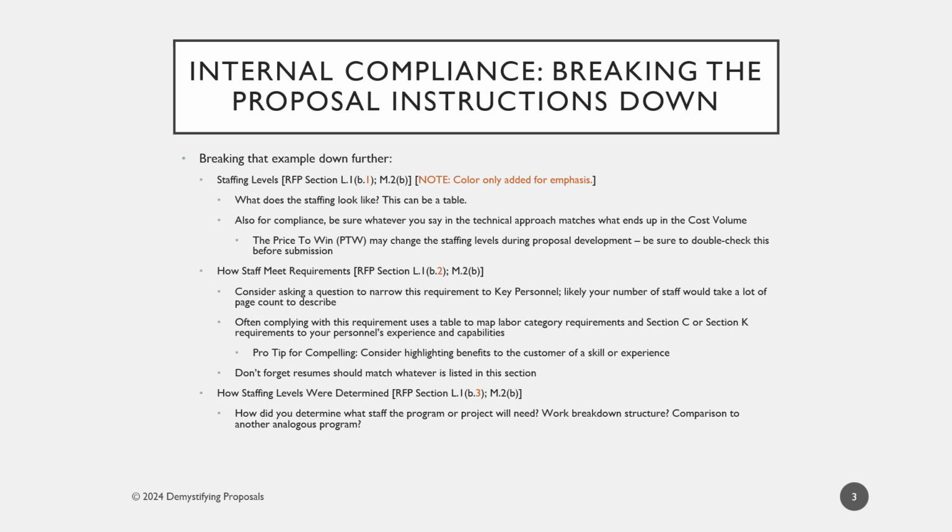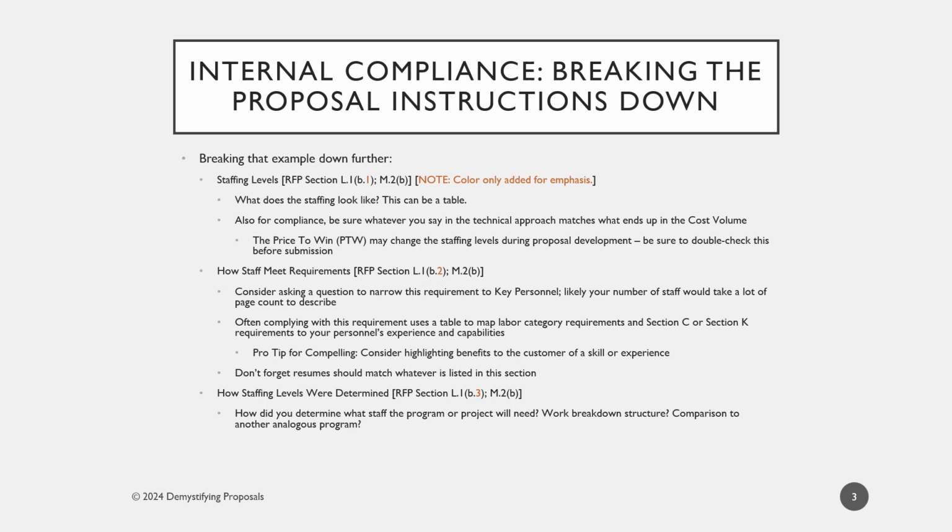So then in the next section, how the staff meet the requirements, again, add that number 2 if that's how the RFP labels that section. And then you want to maybe consider asking a question to narrow this to the key personnel. Because if you have to talk about how all your staff meet the requirements, that could get into a lot of detail and a lot of pages that you probably don't have. And most of the time, the government is really only interested in the key personnel. Sometimes they're interested in everybody. So it's actually worth asking that question.